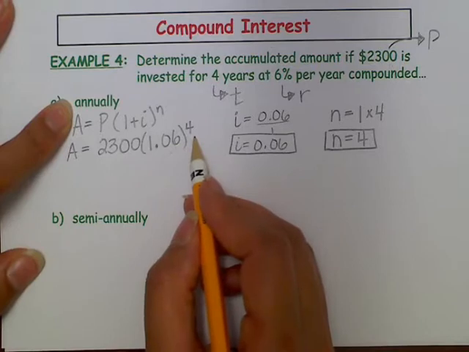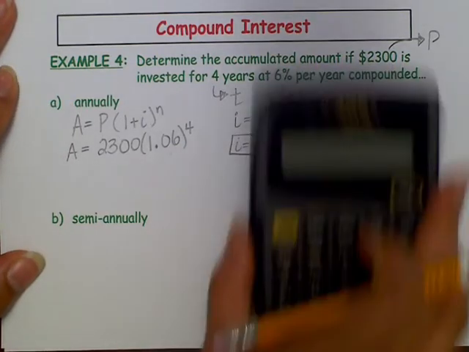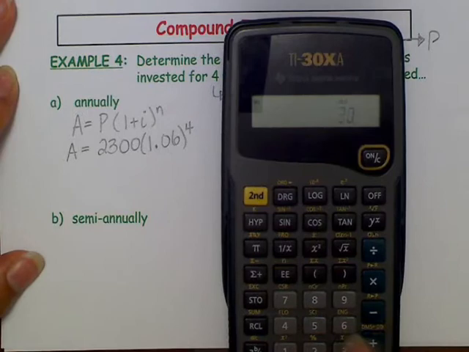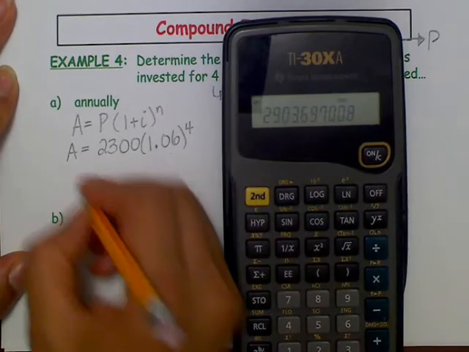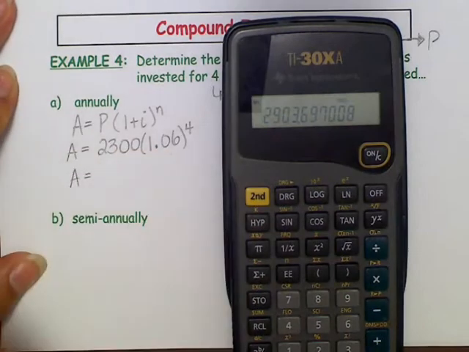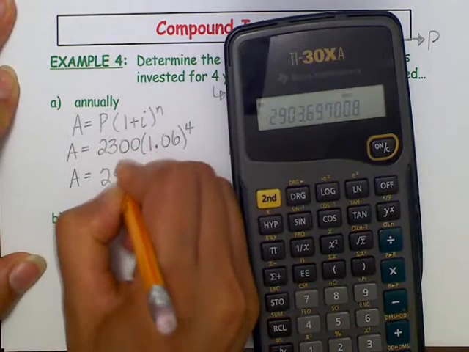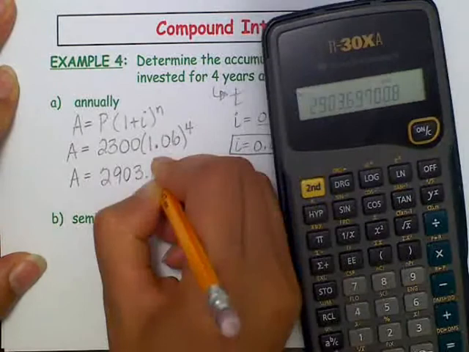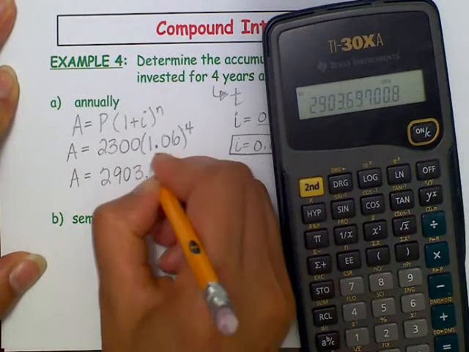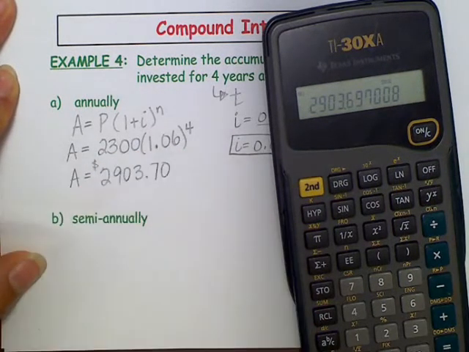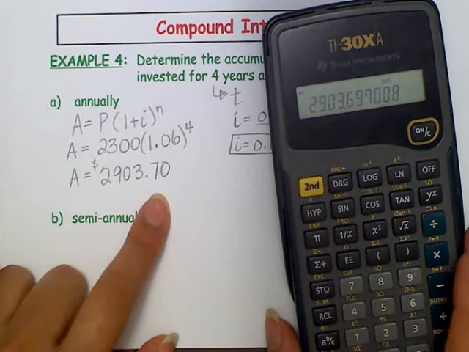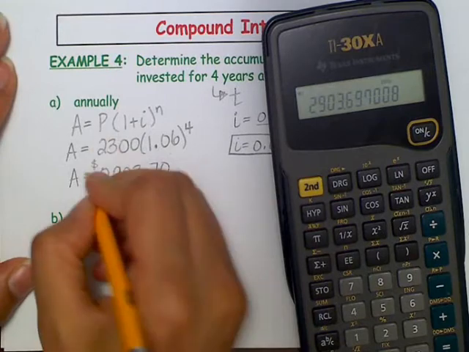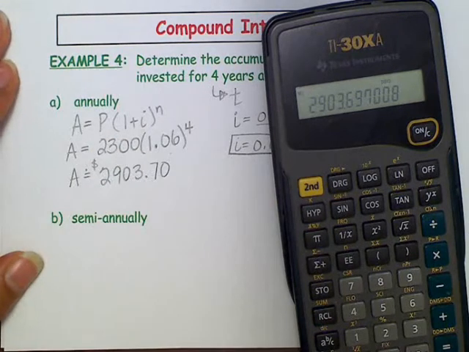So now we can use our calculator to do the calculations here. And I get an accumulated amount of $2,903.70. So remember, we're looking at money, so we need to round it to the nearest hundredth, so 2 decimal places. Okay, so accumulated amount is approximately $2,903.70. Okay, let's look at what happens if you're earning interest semi-annually.